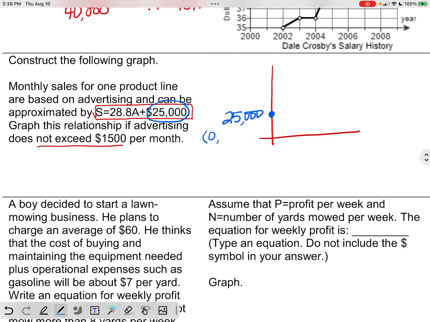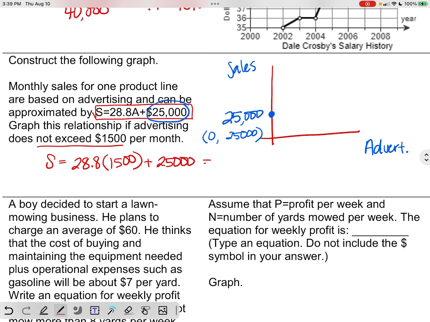If you prefer seeing them as ordered pairs, the x coordinate is 0, and the y coordinate would be the 25,000. Now, you're not exceeding, which means you cannot go past that 1,500 in advertising, and this is our advertising line, and this would be like our sales up here. So if you take your 1,500 and plug that in, your sales will be equivalent to that increased by the 25,000. I'm making that $68,200. Or again, if you'd prefer the ordered pair.